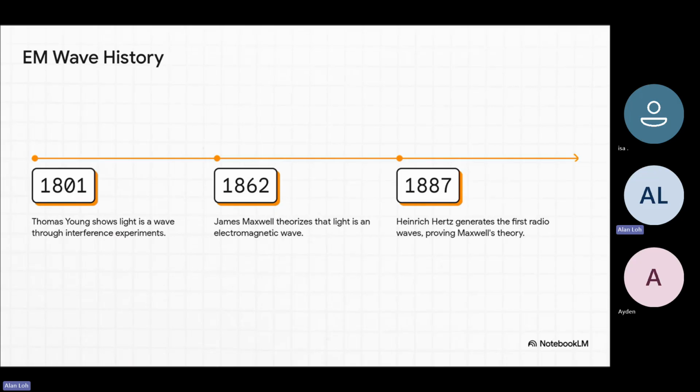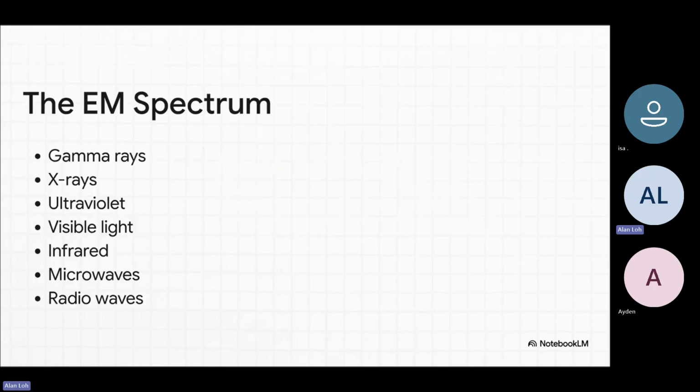It really kicked off in 1801, when a guy named Thomas Young proved that light actually behaves like a wave. Then, fast forward a few decades, and the absolute genius, James Clerk Maxwell, comes up with this wild theory that light is just one type of electromagnetic wave. And finally, in 1887, Heinrich Hertz actually proves Maxwell right by generating the very first radio waves. And once Hertz did that, the floodgates opened. We discovered this whole continuous range of energy, the full electromagnetic spectrum. At one end, with the highest energy and shortest wavelength, you have gamma rays and X-rays.